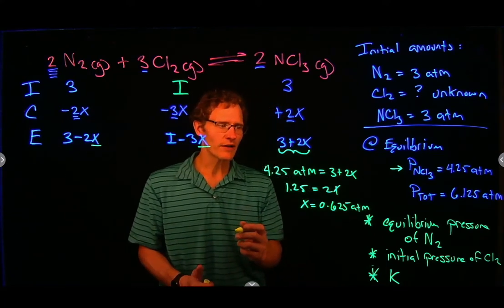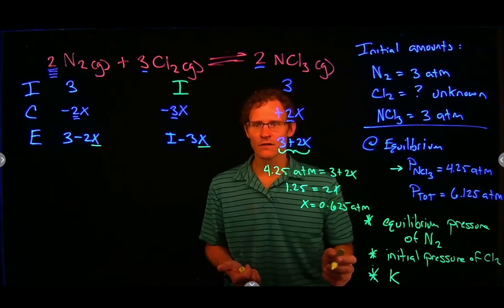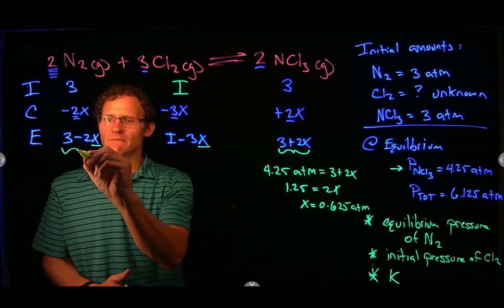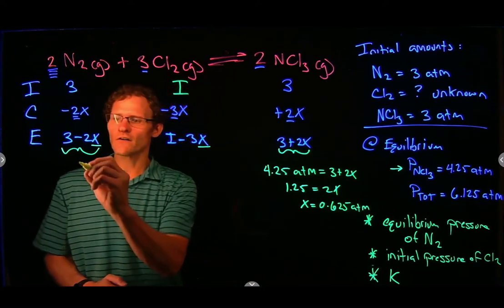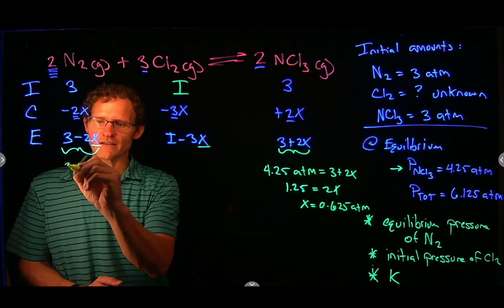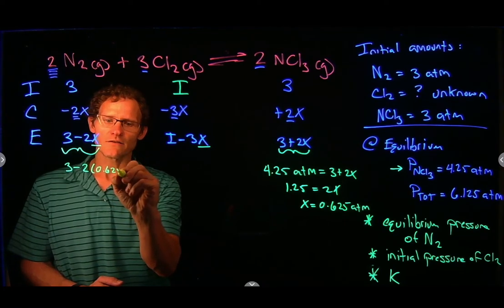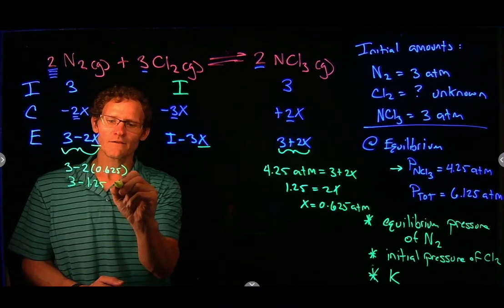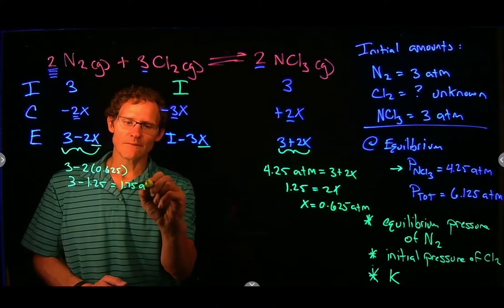Okay, and at this point, we're actually able to figure out the equilibrium pressure of nitrogen, right? Because the equilibrium pressure of nitrogen is 3 minus 2x, and we know x. So the equilibrium pressure of nitrogen is going to be 3 minus 2 times 0.625. So this is 3 minus 1.25, which is equal to 1.75 atmospheres.